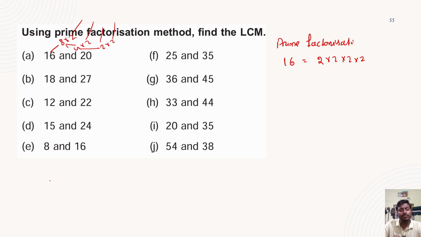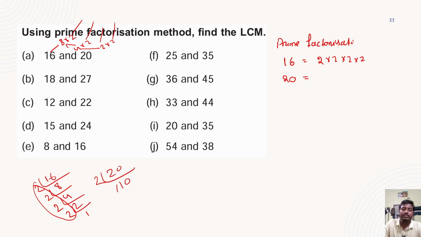Or you can solve by the division method. 2 eights are 16, 2 fours are 8, 2 twos are 4, then 2 ones are 2. How many 2s? Four 2s. Then write it out. Similarly, we write the prime factorization of 20. 2 tens are 20, 2 fives are 10, 5 ones are 5. Means 2 into 2 into 5. Any doubt?